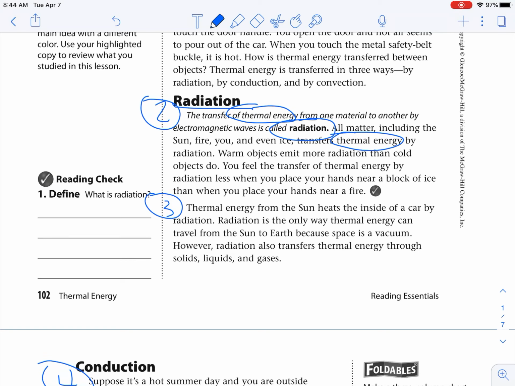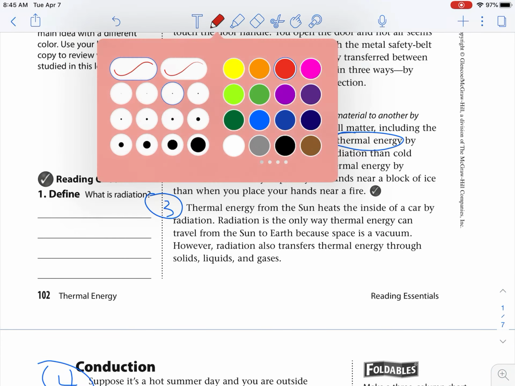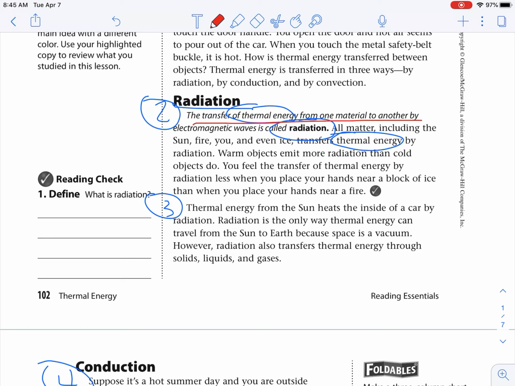So the next thing we're going to do is we're going to underline facts, evidence, definitions, supporting information that helps us figure out our purpose for reading. And our purpose for reading today is to get a better understanding of how thermal energy can transfer from one place to another. What are those different processes and how does that happen? So right away, we have a definition for radiation. And it says the transfer of thermal energy from one material to another by electromagnetic waves is called radiation. So we're going to underline this first sentence right here because that's a definition.